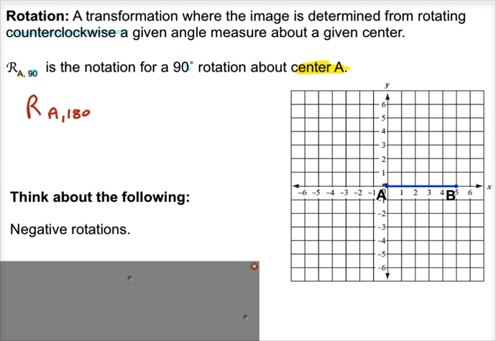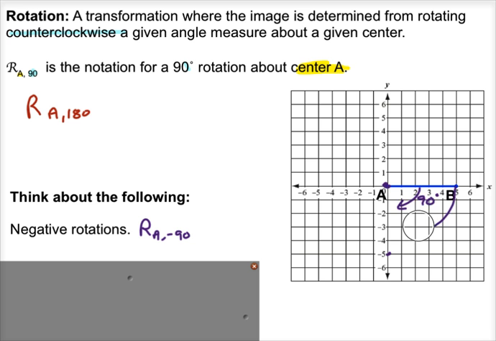Let's think about the following. What would happen if you had a negative rotation? So let's imagine that I had center still at A, but -90 degrees. So A is still my center, but now I'm going to go clockwise 90 degrees. And if I do that, B being 5 to the right is going to swing down here and end up being down here 5 units below.